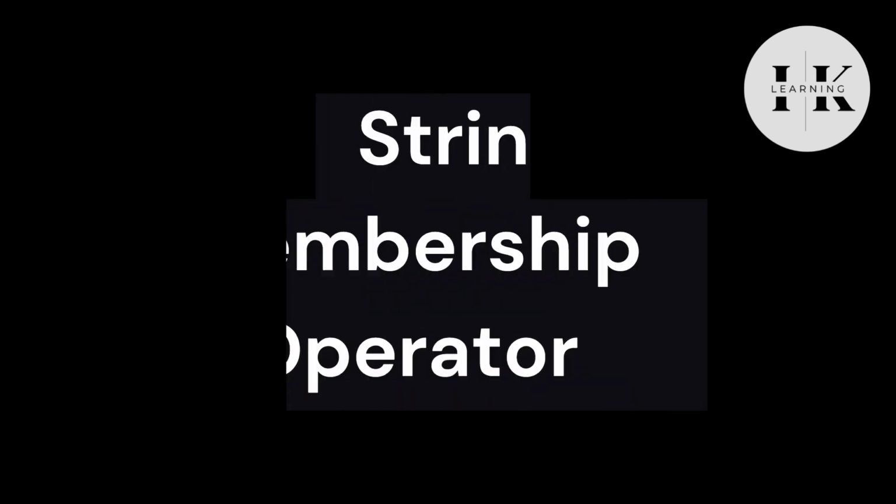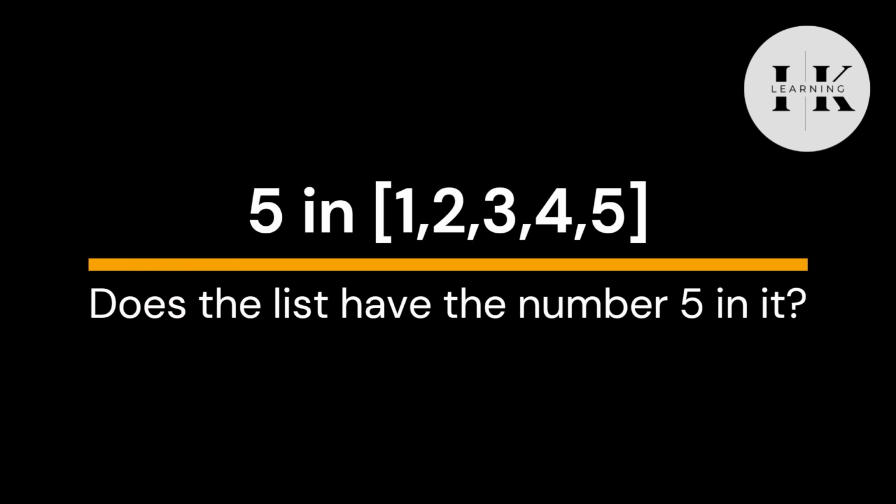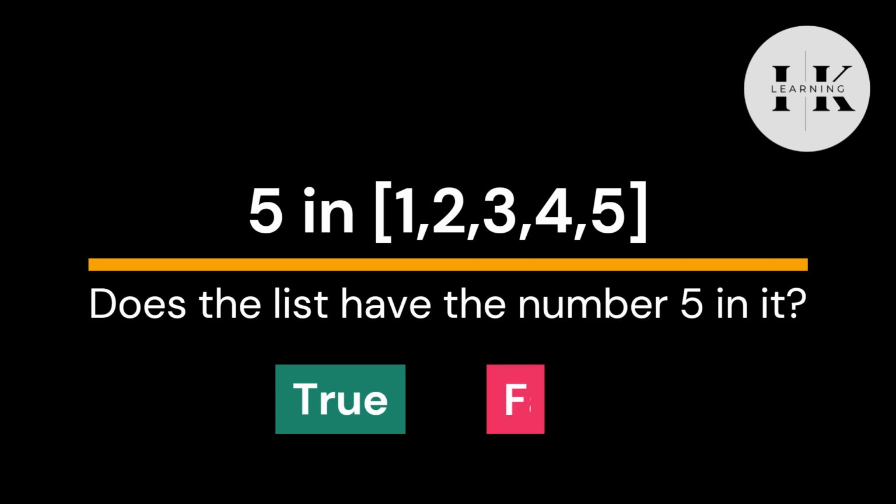Hey everyone, and welcome to our final chapter of Booleans, the string membership operator. Essentially, the string membership operator allows us to check if a string or a character is present within another string. We can also use this to check if a value exists within another list. The result, however, is going to be a Boolean. It's going to return either true or false. And that is how it relates to Booleans.